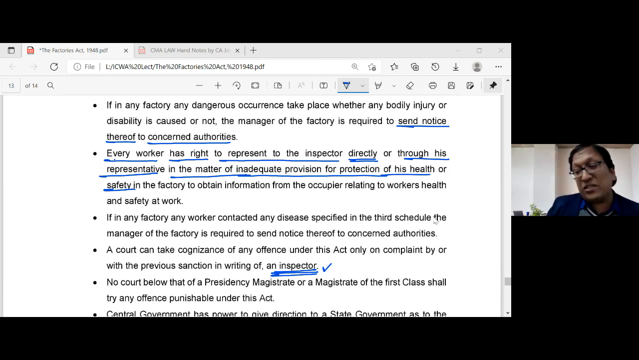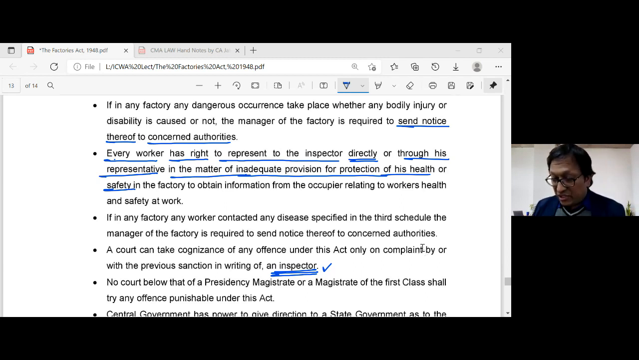Sir, here inspector means the police. No, no, no, not a police inspector, brother. Definitely not. It is the inspector appointed by the state government to inspect the factories. The state government is maintaining the inspector of factories.